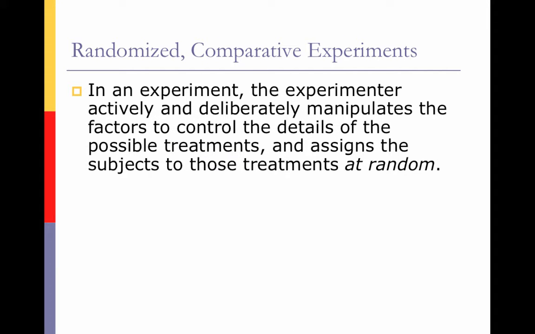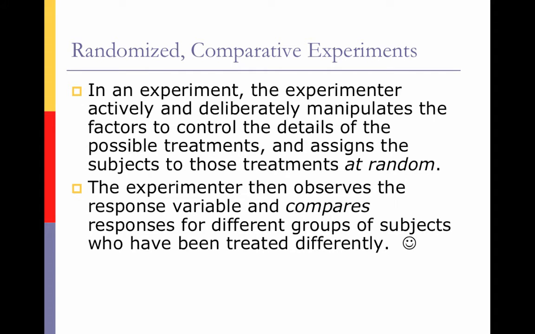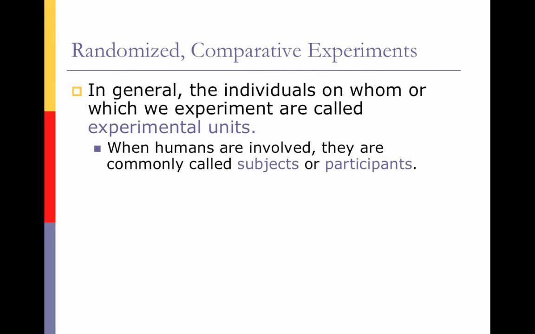In an experiment, the experimenter actively and deliberately manipulates the factors to control the details of the possible treatments and assigns the subjects of those treatments at random. The experimenter then observes the response variable and compares responses for different groups of subjects who have been treated differently. Again, this is pretty much what I just said in the last 3 bullet points on the previous slide. In general, the individuals on whom or which we experiment are called experimental units. When humans are involved, they are commonly called subjects or participants, because you're going to get more people to participate if they're called a participant and not an experimental unit, because then it seems like people may actually care about you and are not just interested in the data that you provide.